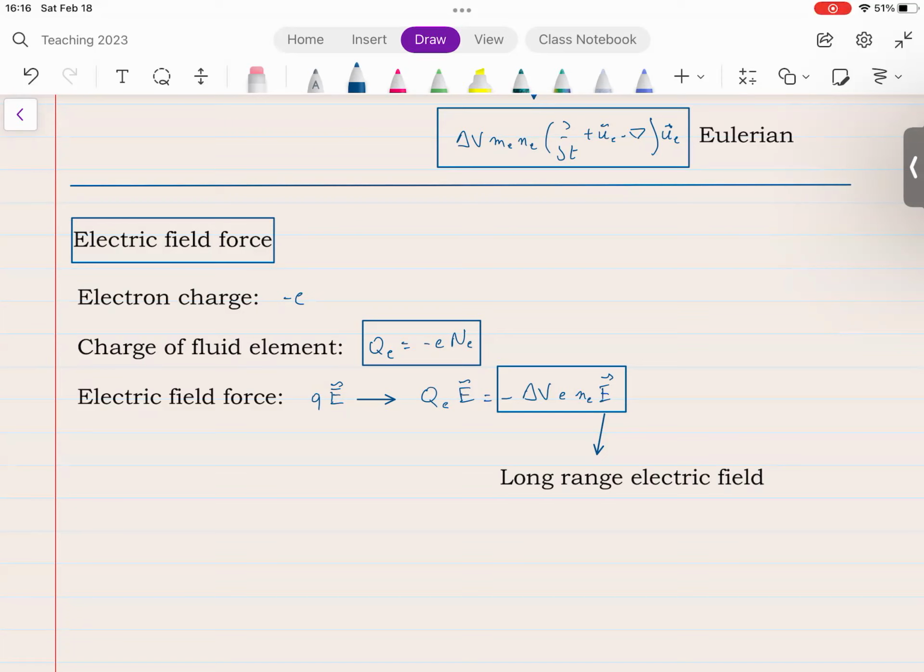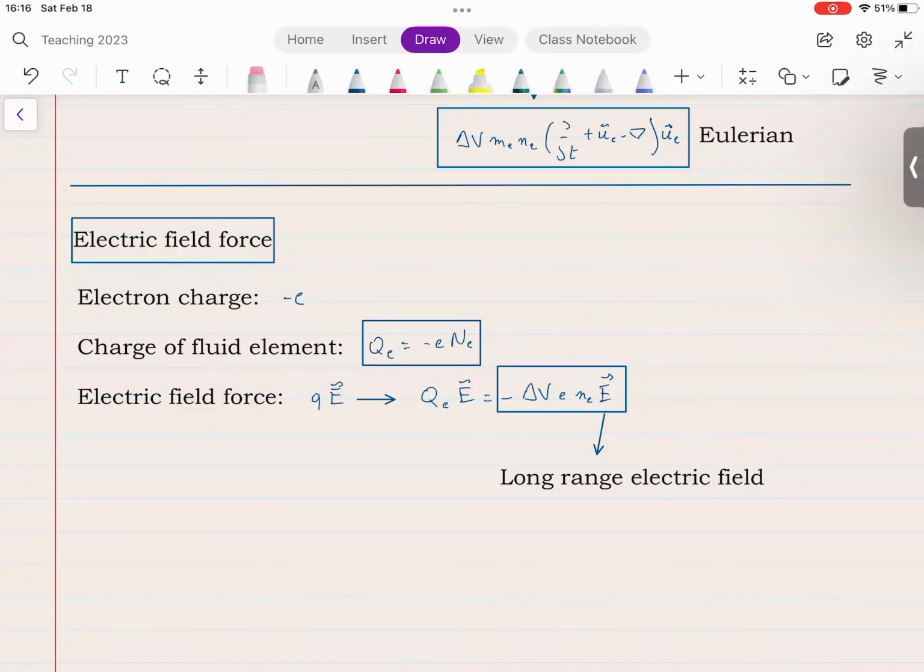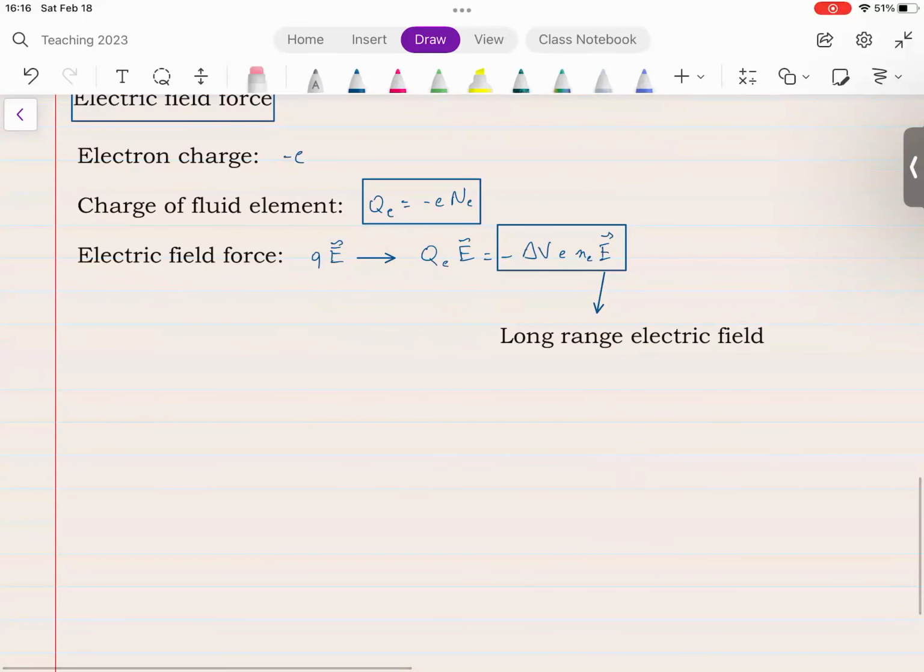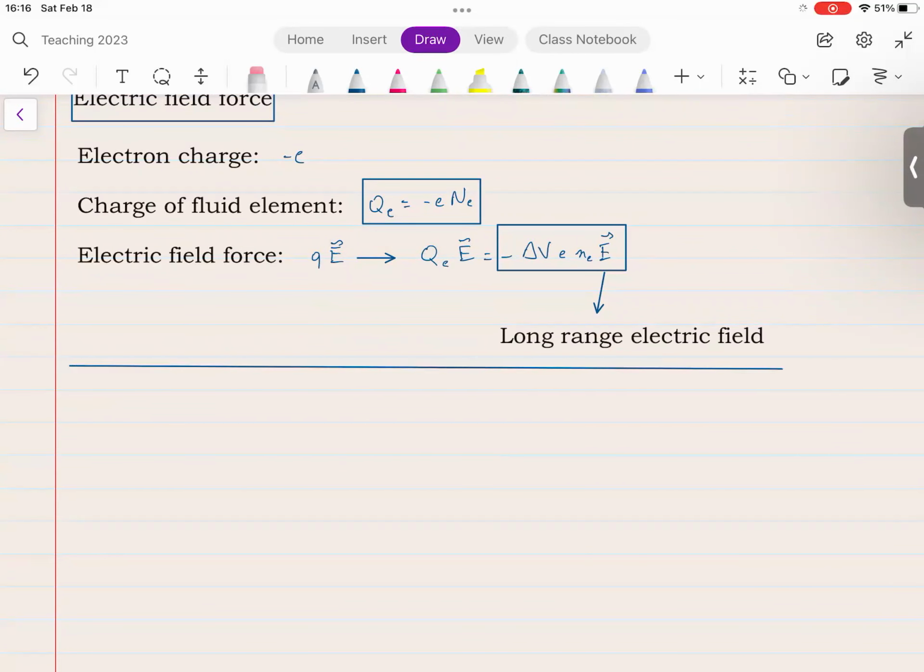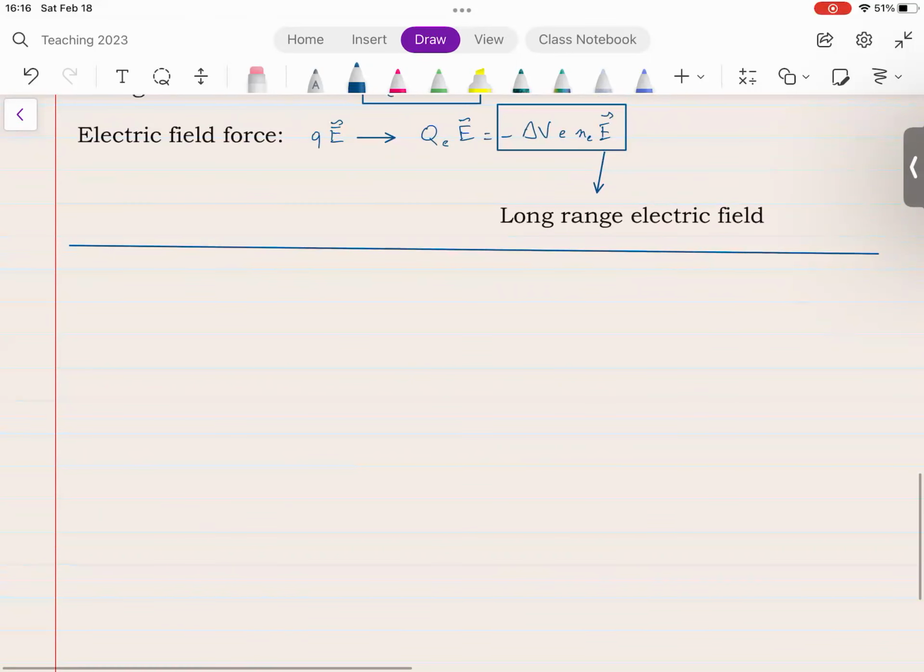Now let's separate this small section from the one for the next force, and let's go back and look at our list. The next force is the magnetic field force. So let's see what that is supposed to be.